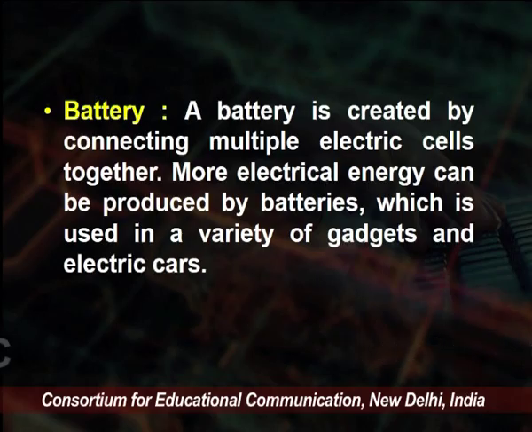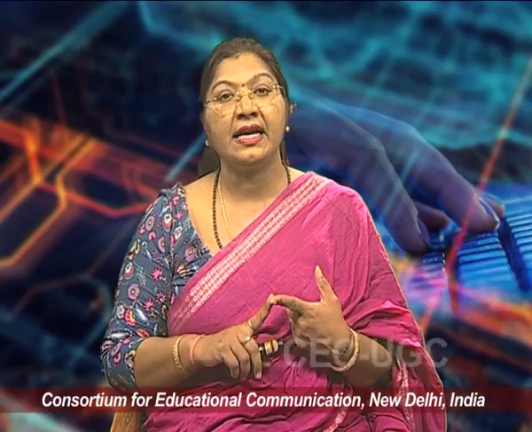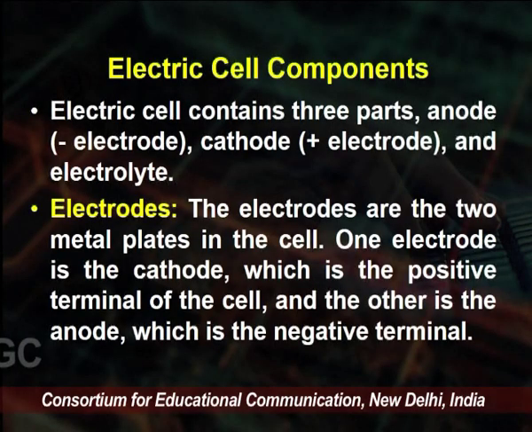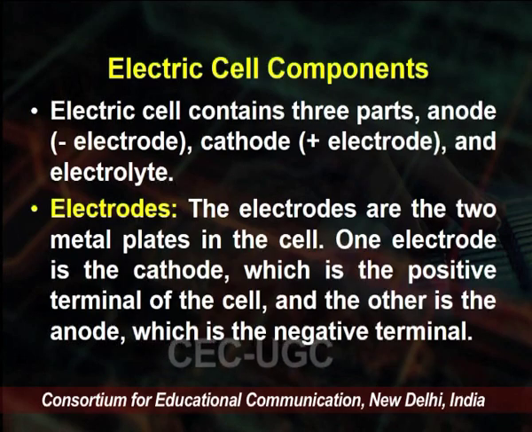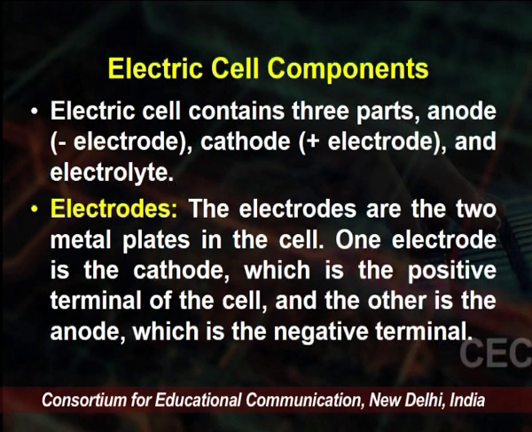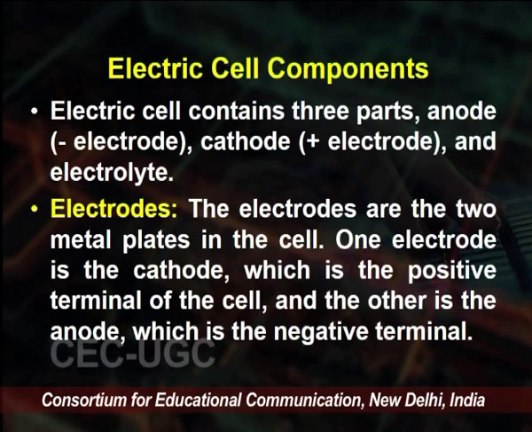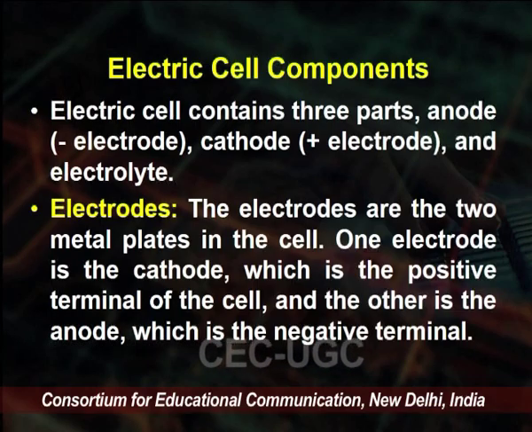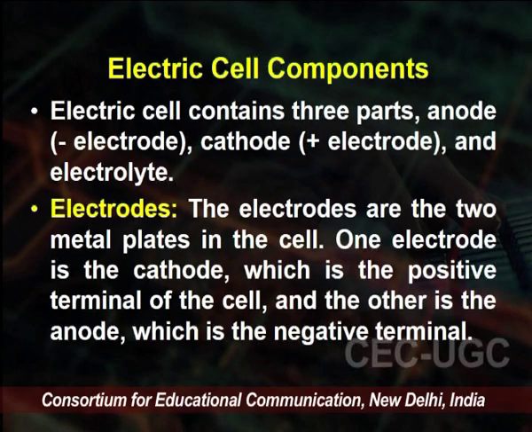So, more electrical energy can be produced by batteries, which are used in a variety of gadgets and electric cars. Another is the electric cell components. In the electric cell we have three parts. Number one is the anode, second is the cathode, and third is the electrolyte. The anode is the negative electrode, the cathode is the positive electrode, and the electrolyte is the chemical that we are using.